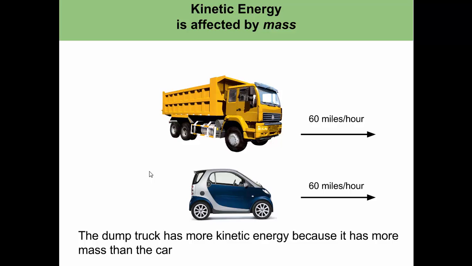If you think about it this way, if a smart car and a dump truck were both traveling 60 miles per hour and crashing into a brick wall, the dump truck is going to hit the wall with more force because it has more energy. It's going to do more damage to the wall. So again, our dump truck has the most kinetic energy, our smart car has the least amount of kinetic energy.